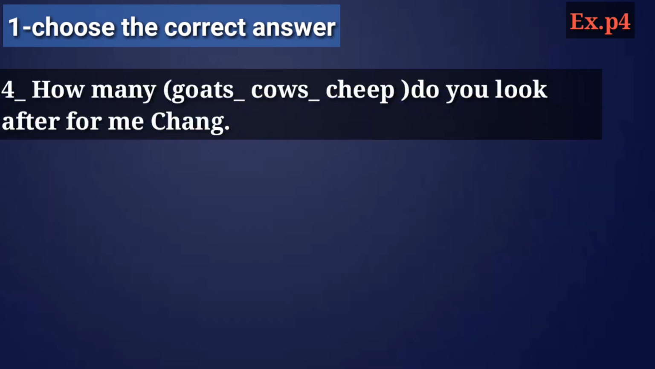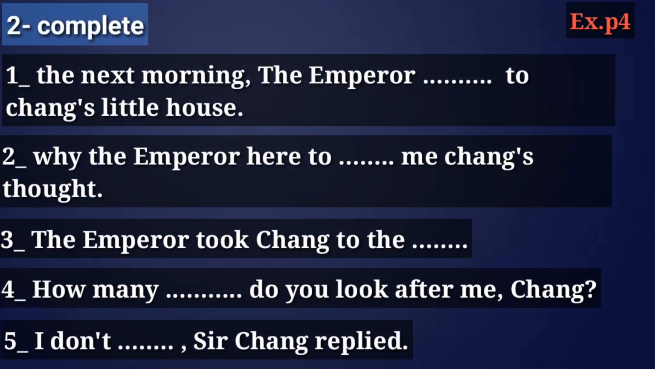Number 4. How many goats, cows, sheep do you look after for me, Chang? The answer is sheep. Question number 2. Complete. Number 1. The next morning, the emperor spaces to Chang's little house. The answer is the next morning, the emperor came to Chang's little house.